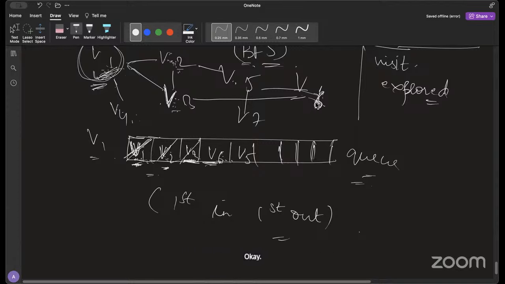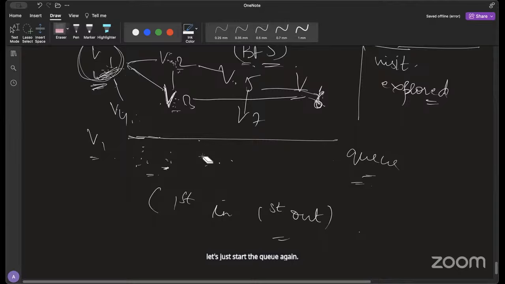It's a bit confusing, that should be V4. V6 should be V4 in your queue, because V4 is directly connected to V1. Yes, it should be V4. Let's just start the queue again then.